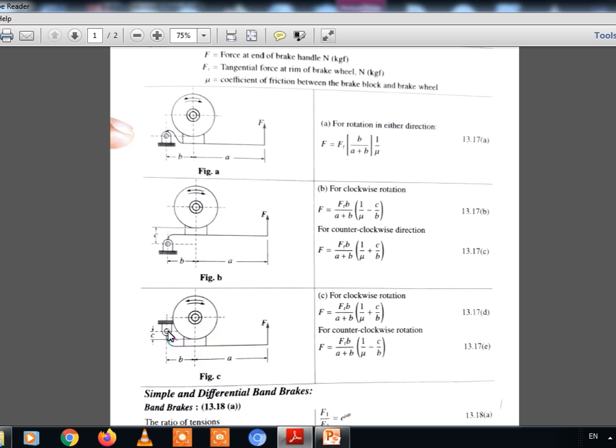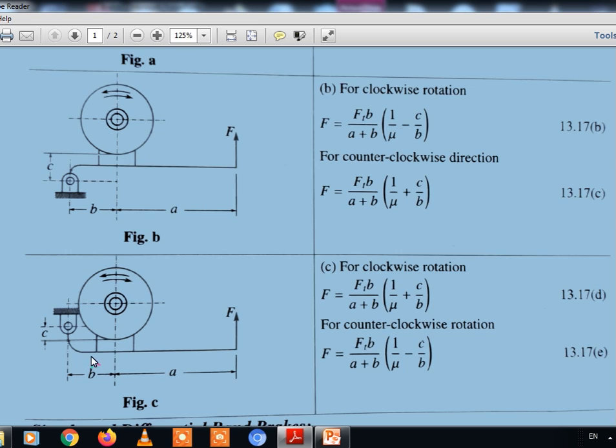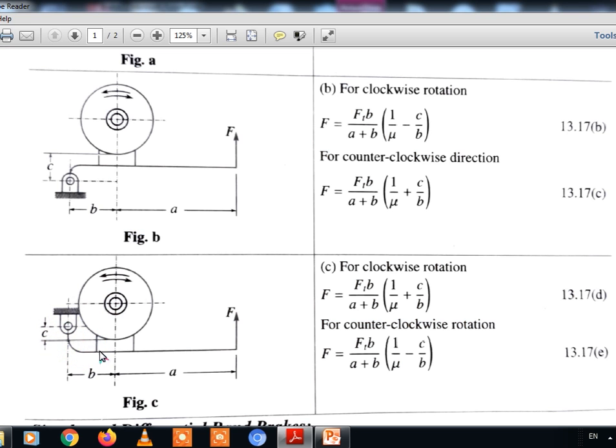You can see the fulcrum is in between the axis of the drum and the tangential force applied, where you can see the small c, which is nothing but the distance from the tangential force, where the force is applied on the drum while braking, to the fulcrum. That distance we call c. Very important, we call it c here.